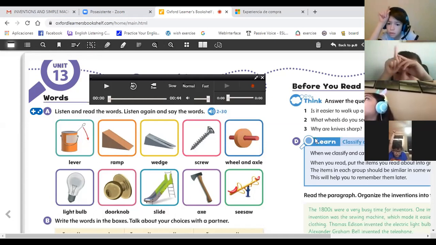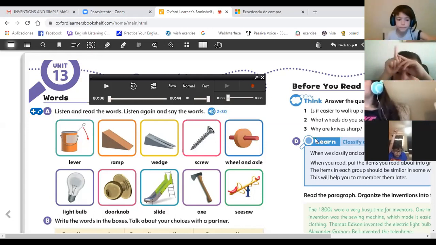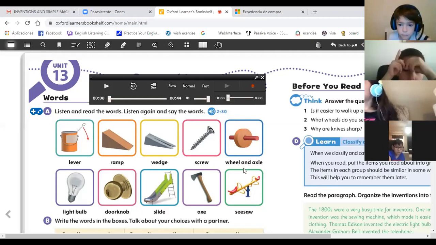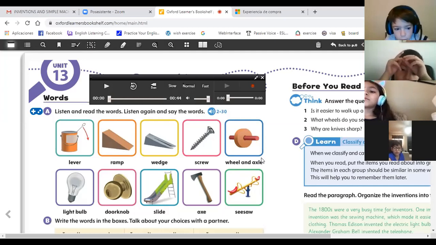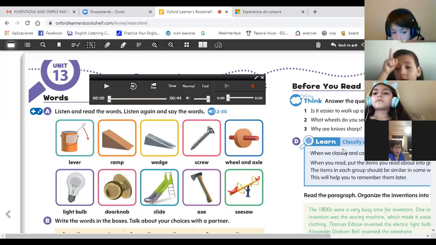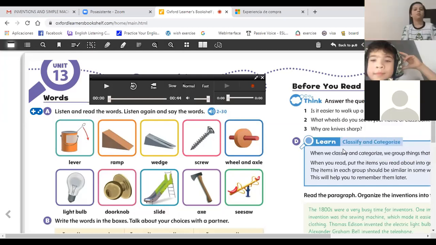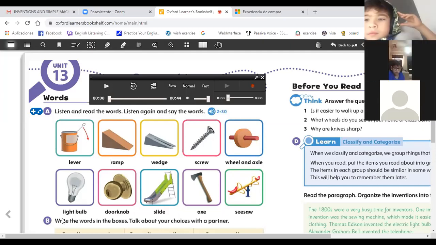Diego is raising his hand too. Diego Lugo, please. Wheel and axle. Wheel and axle, excellent. What about Santiago Martinez, please? Light bulb. Light bulb, excellent.